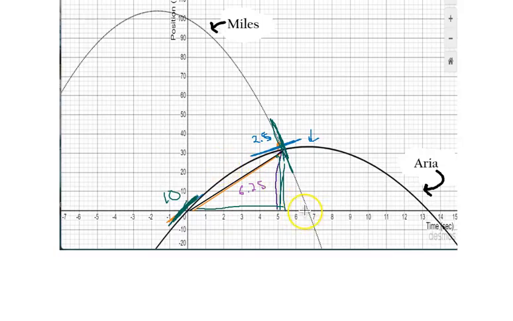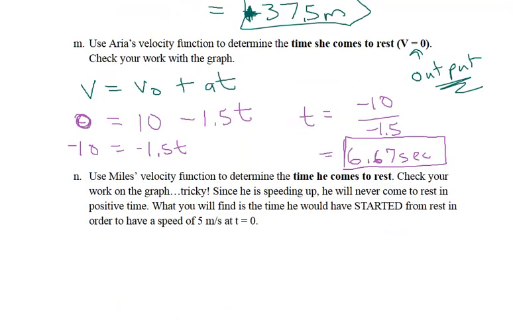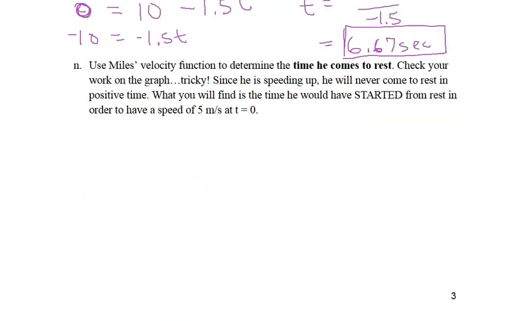So that 6.5 would be here. So the vertex is about there. So it all checks out. Yay. Okay, so lots of ways to check your work.